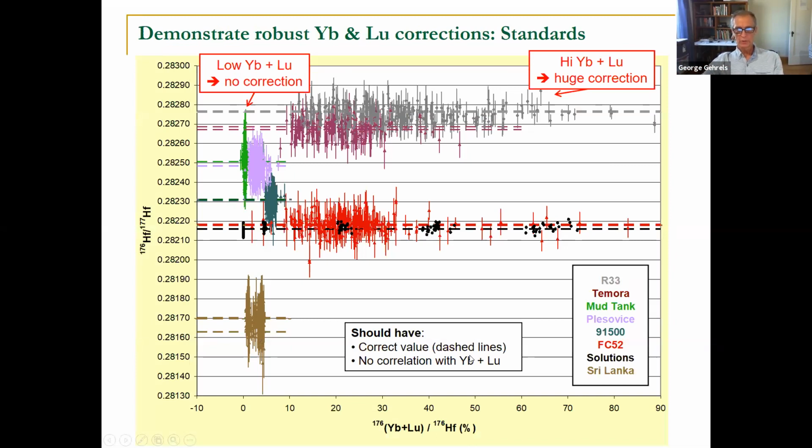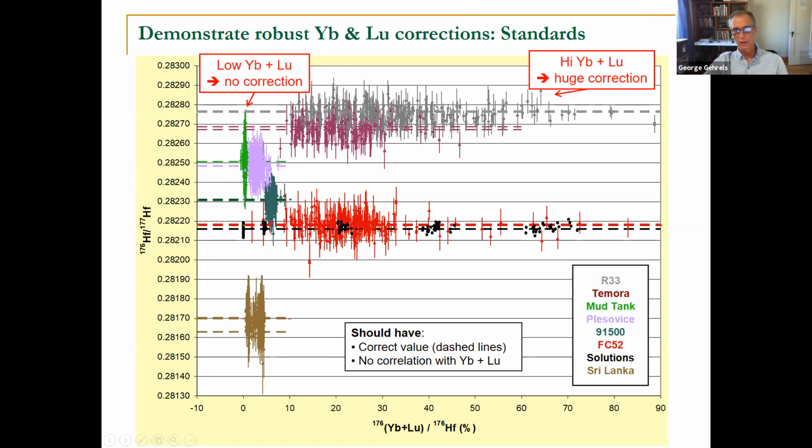And then here's what you want to do, exactly the same as what we did for the solution. If your zircon does not have any ytterbium and lutetium, you're sitting here at 0. And there are some zircons that are like that. Mud Tank is a classic zircon. Labs love to use Mud Tank as their standard because it doesn't have any lutetium and ytterbium. You almost always get the right answer for Mud Tank, but that's easy.